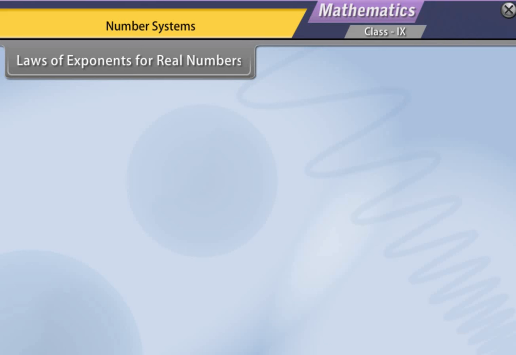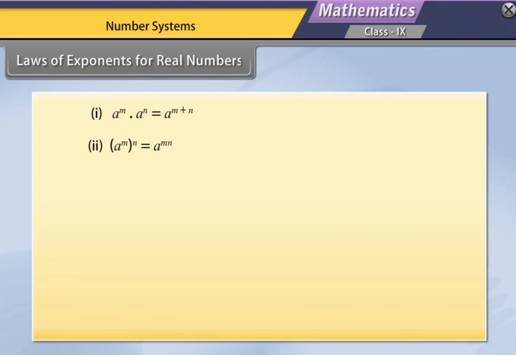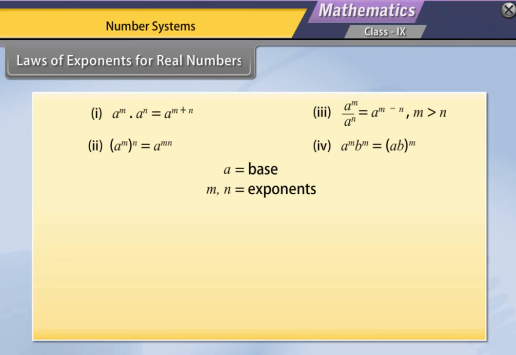Laws of exponents for real numbers. Remember the given laws of exponents. Here, a is called the base, and m and n are the exponents. Now guess what is a raised to the power 0? Yes, a raised to the power 0 is 1.